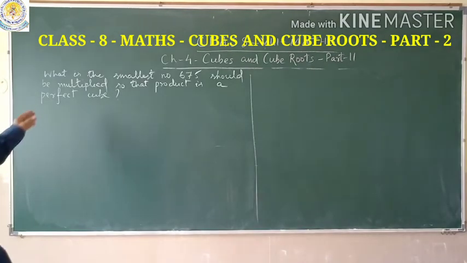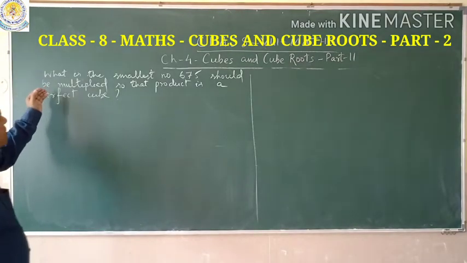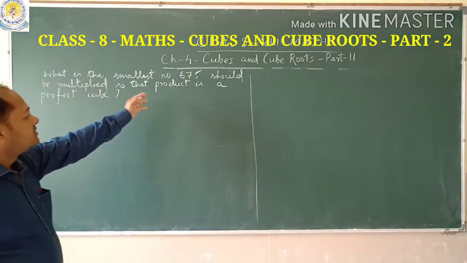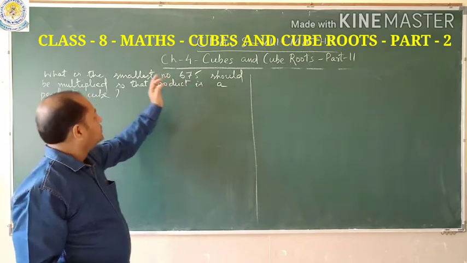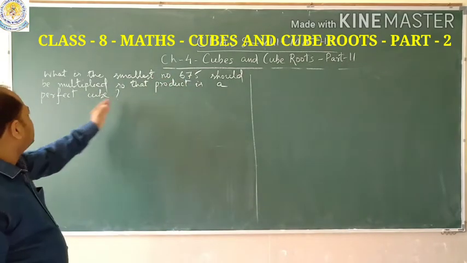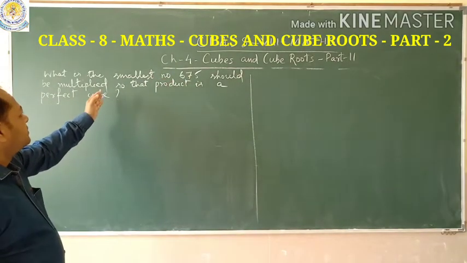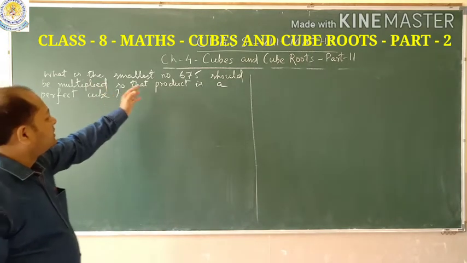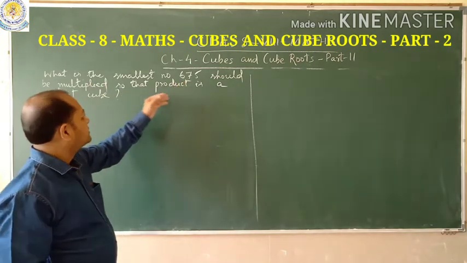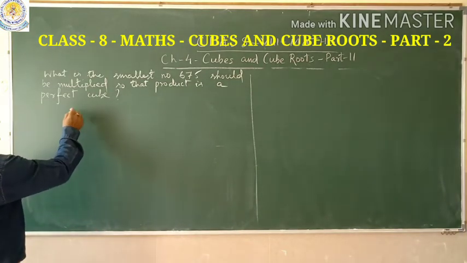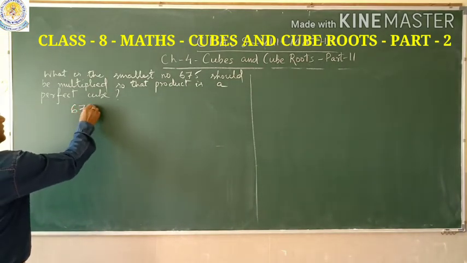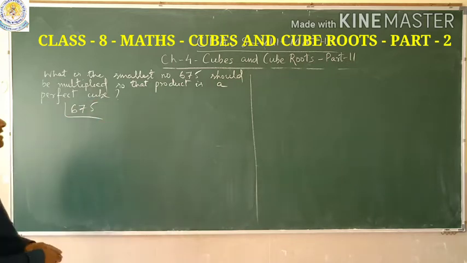Now let us solve this question. The question says, what is the smallest number by which 675 should be multiplied so that the product is a perfect cube? So the smallest number should be multiplied with 675, so the product is a perfect cube. So we'll start with the prime factorization method. Find out the factors of 675.